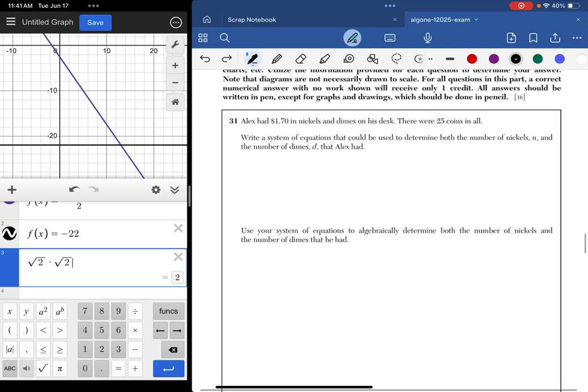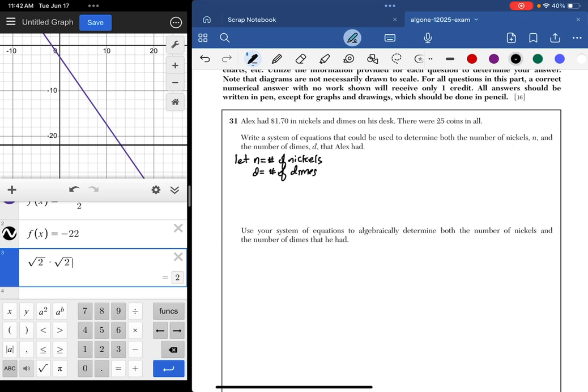All right, Alex has $1.70 in nickels and dimes on his desk. There are or were 25 coins in all. Write a system of equations that could be used to determine both the number of nickels, N, and the number of dimes, D, that Alex has. So they define the variables for us, which is nice. I'm going to write it again anyway, but let N equal number of nickels. Let D equal number of dimes.